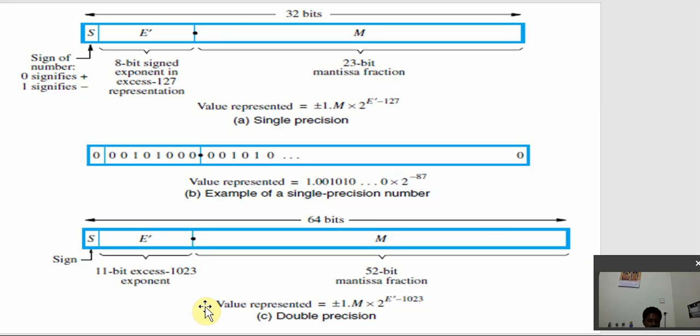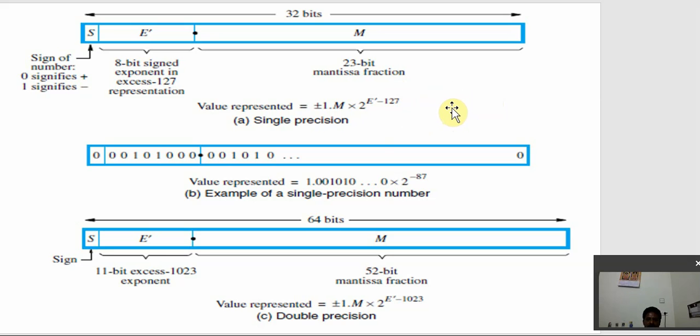So this is the fundamental concept of floating point numbers. We will see some problems later on, how we can perform problems on this topic. You have already seen this in DLD also, how floating point numbers are represented.